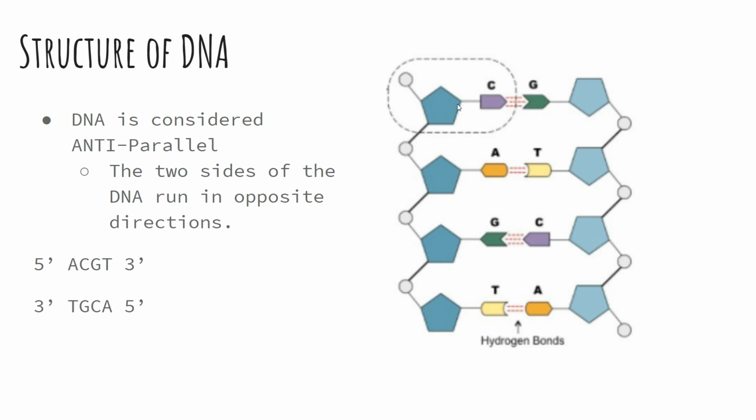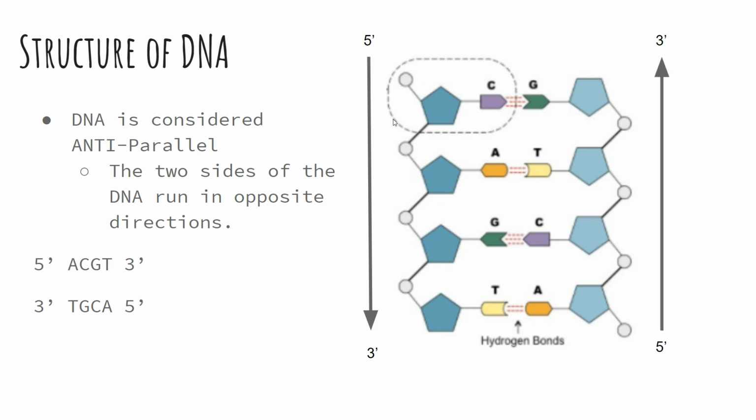Now, you may be asked a question about the structure of DNA and how it's anti-parallel. Anti-parallel just means that the DNA is going in opposite directions. The biggest type of question that you might be presented with on a state test would be something like this. If they give you a little segment of DNA and they put a 5 prime on one end and a 3 prime on the other end, the only thing that you really have to understand is that the complementary side will run 3 prime to 5 prime.